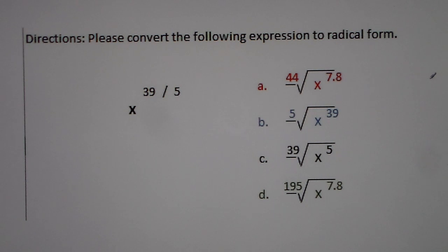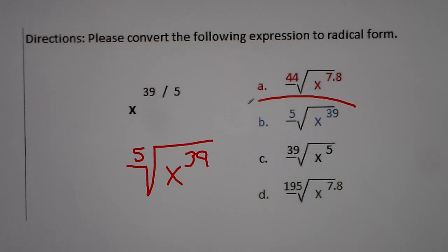Let's look at another one. Same directions, please convert the following expression to radical form. So we have x to the 39 divided by 5. Well, that means we have to put a 5 on the bench, because the 5 is in the denominator. And then x to the 39 will go right there. So our final answer is B.